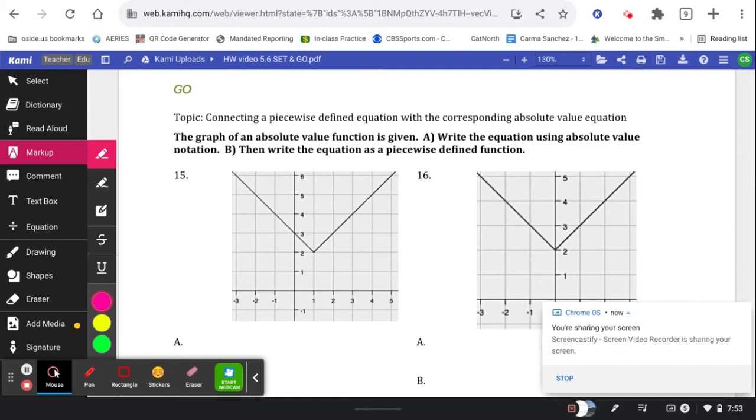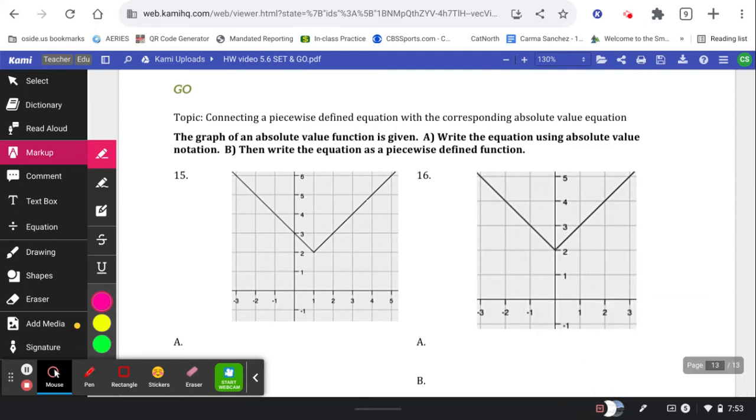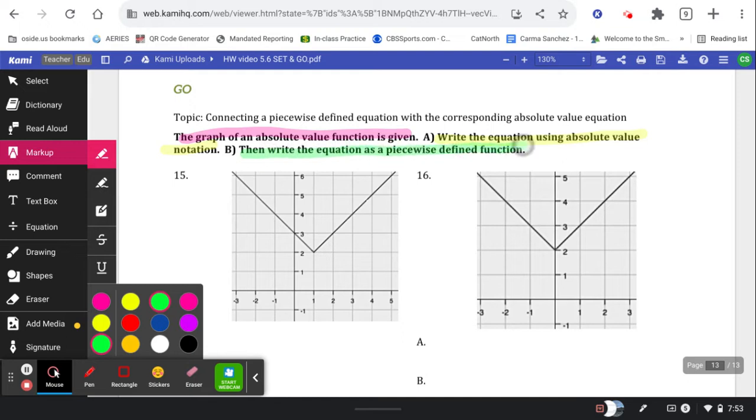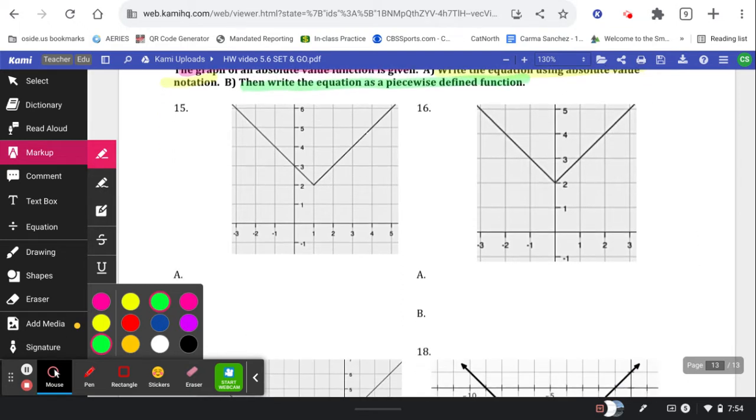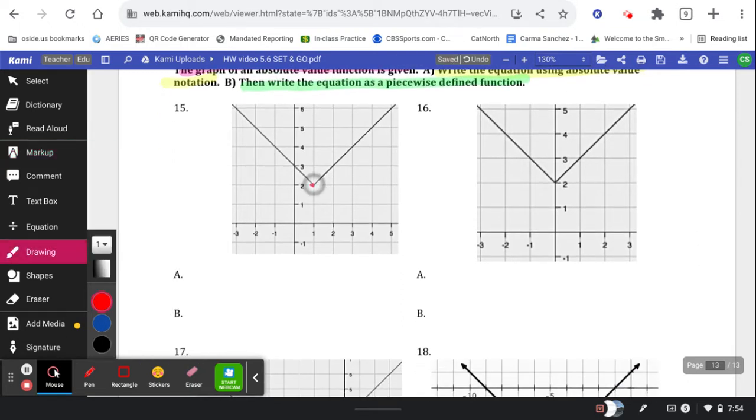Okay, for these next four graphs, they're giving us the graph of an absolute value function, and they want us to write the equation using the absolute value notation, and they want us to write it as a piecewise function. So remember that the two parts we need: this vertex that's at 1, up 2, and we need the slope, the stretch, the a value, up 1 over 1, up 1 over 1.